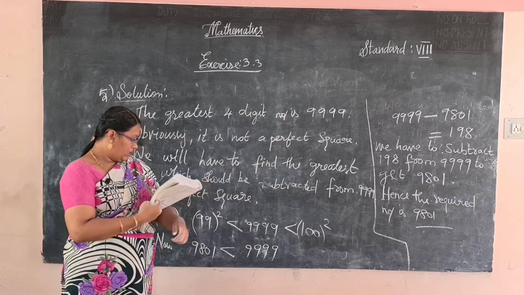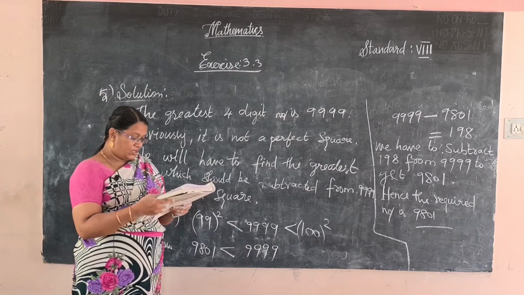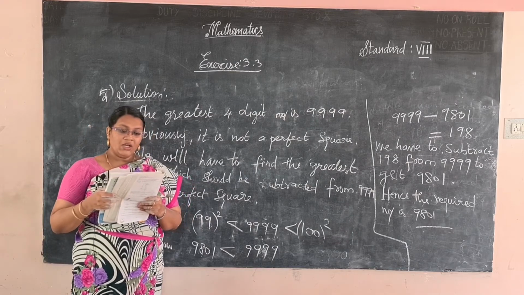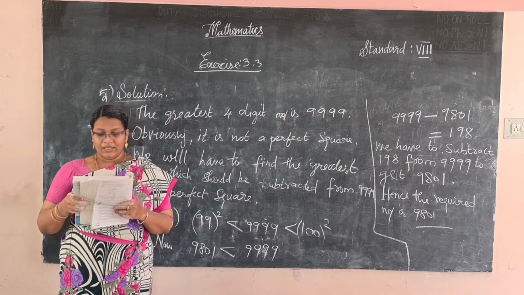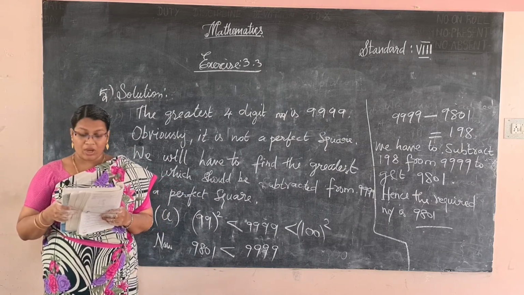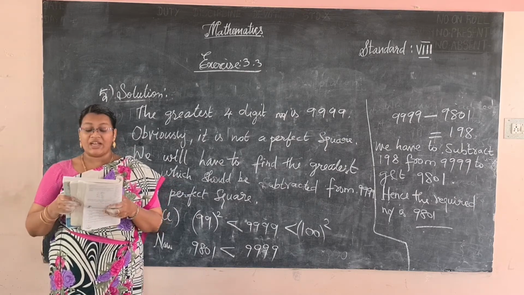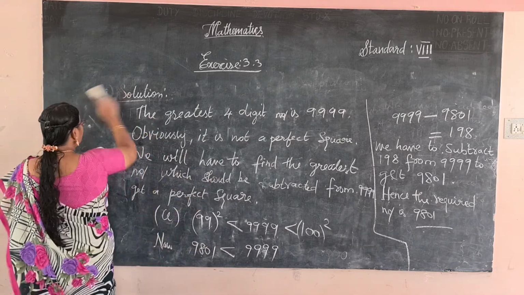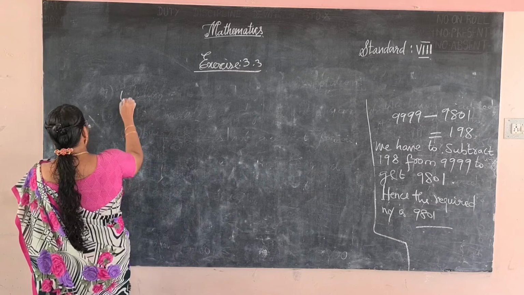Now move to the sixth problem. Find the area of the square field, 6561 meters squared. Find the length of each side.